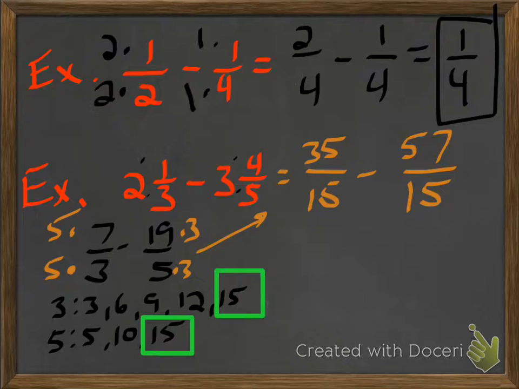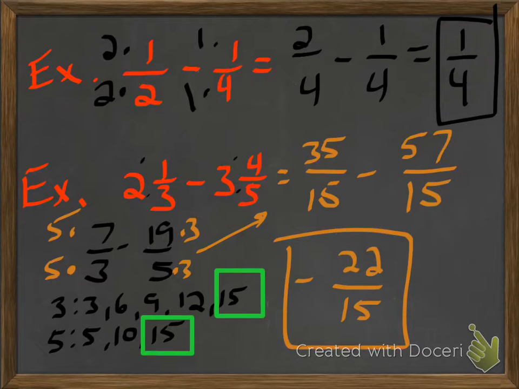35 minus 57. Now if you don't remember, this is how you can do it. We have 35 cowboys, 57 aliens. If they get in a fight, who's going to win? The aliens. By how much? They'll win by 27 aliens. I lied, 22 aliens. Put them over 15. Because they're aliens, they're negative. And there's your answer.